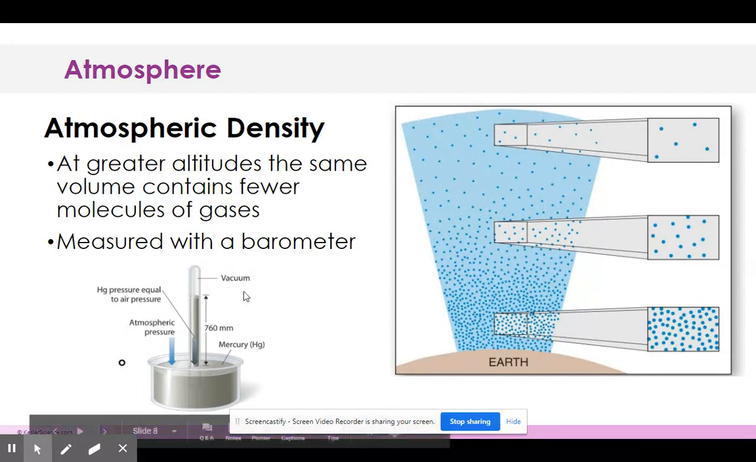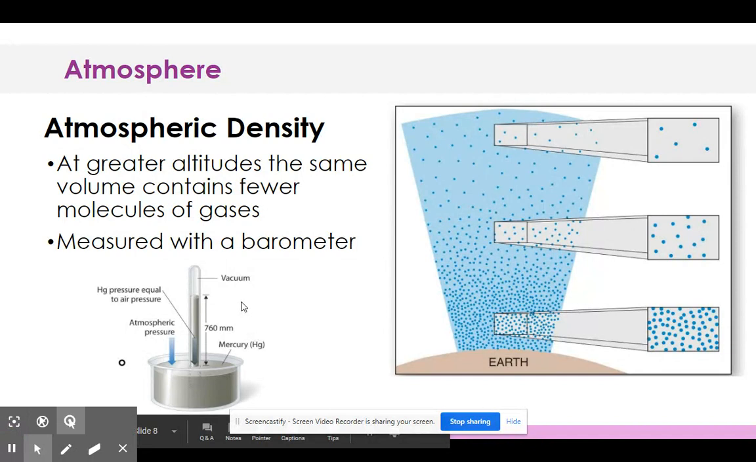So when I fill this tube up with liquid and fill this cup up with the same liquid and turn the tube upside down in the liquid, the air pressure pushes down on this mercury. And when it pushes down, when the pressure is high, it pushes it up that tube, so it goes higher. When there's not a lot of air pressure, it doesn't press on this mercury, so this goes down.